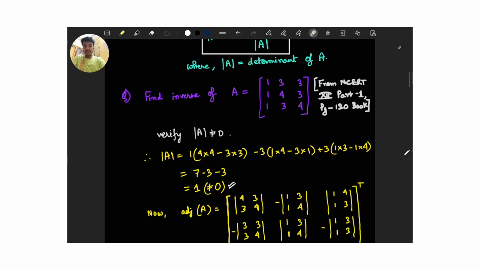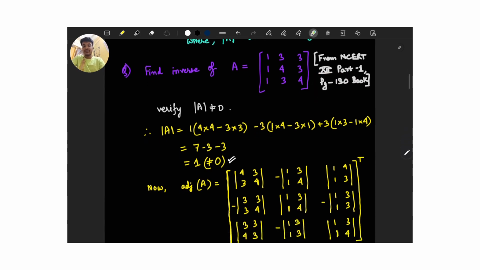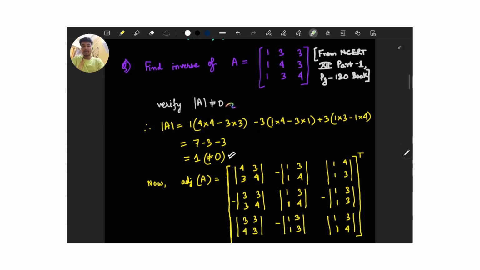So here the question says find inverse of A, which is this matrix 133, 143 and 134, and this question has been taken from NCERT class 12 book part 1 in page 130, as you can find that. So first, as this method goes on, we verify that mod of the determinant of A is not equal to 0, then only we can find the inverse.